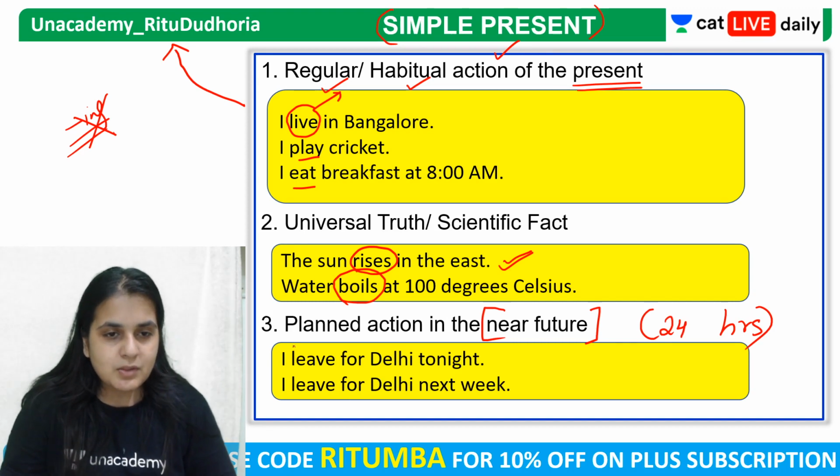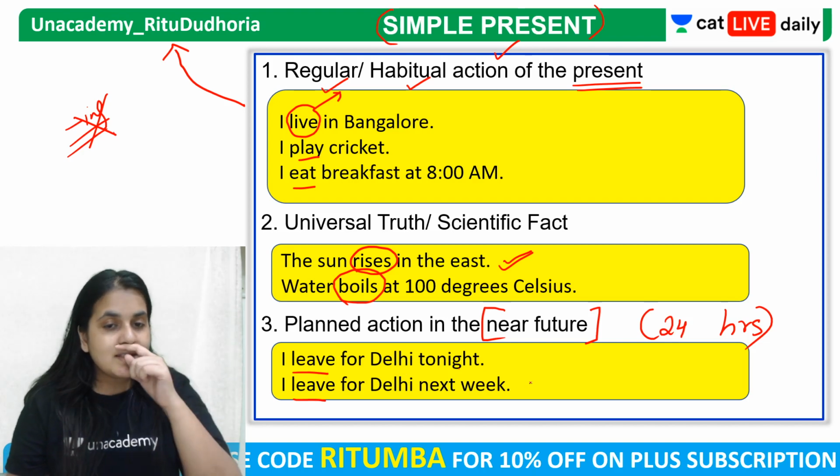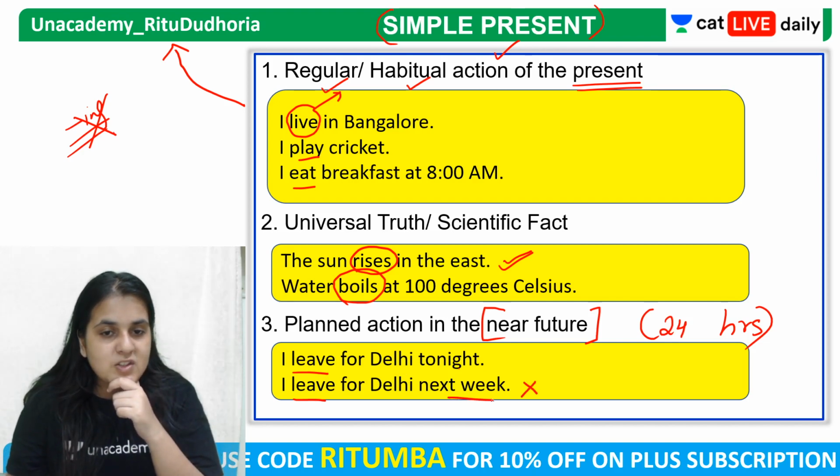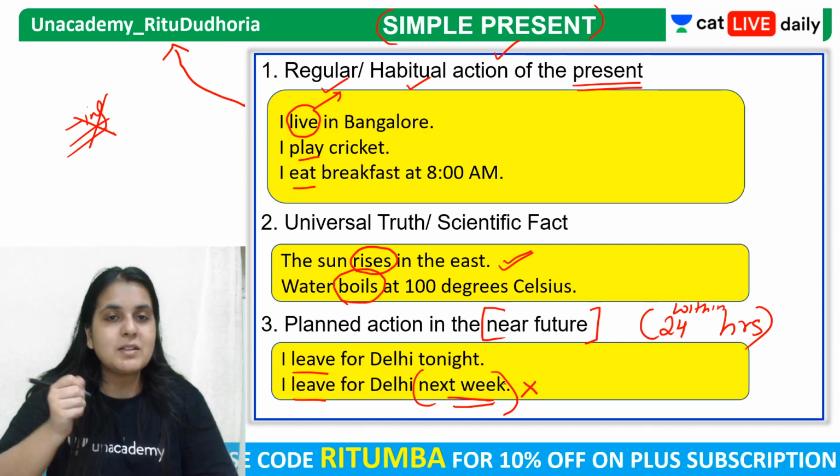So see, अगर आप ये दोनों sentence देखो, I leave, simple present tense, for Delhi tonight, next week. Now this sentence is wrong because this is not within 24 hours. This is beyond 24 hours. If it's beyond 24 hours, you cannot use the simple present tense.